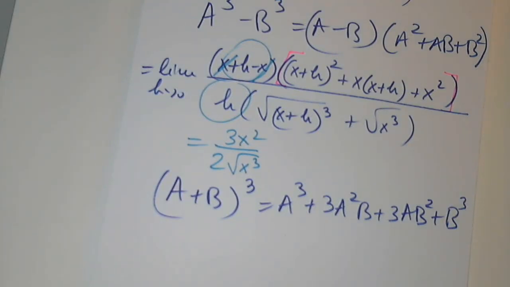If we have minus, the signs alternate. So minus here means minus here and minus here. Okay. Any questions on this problem?